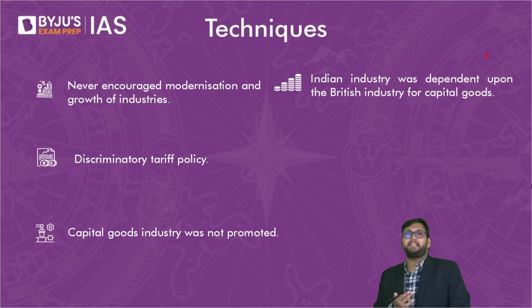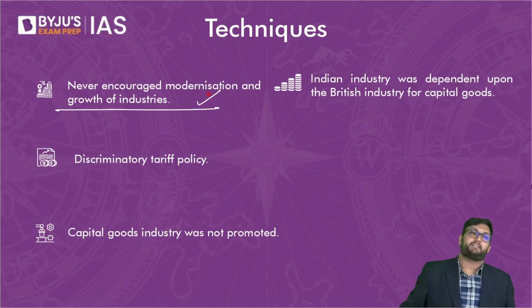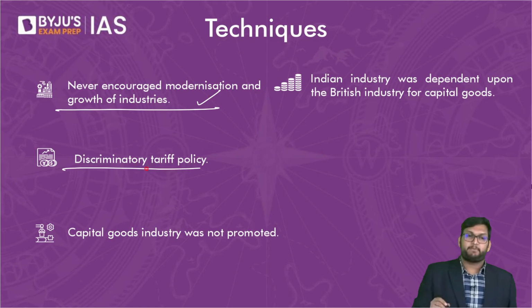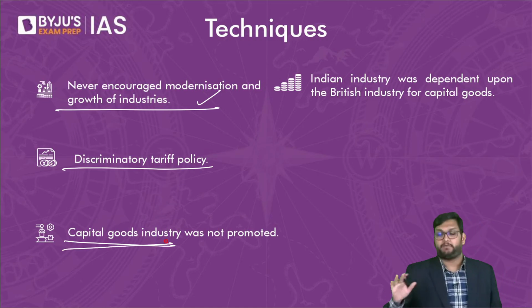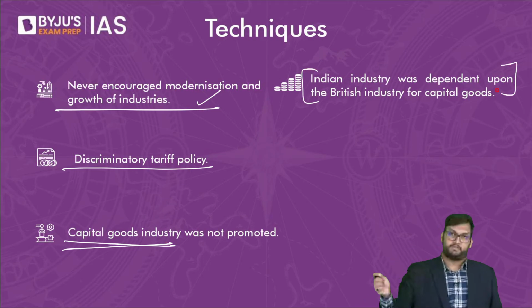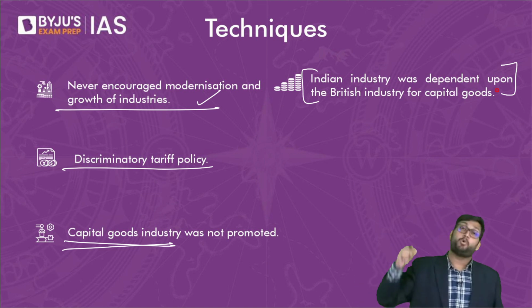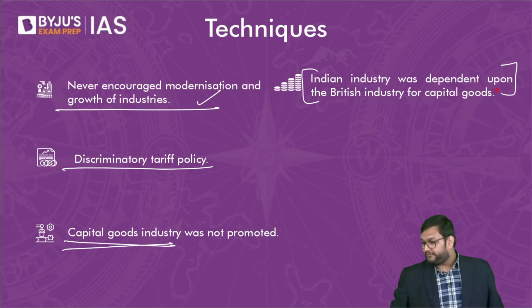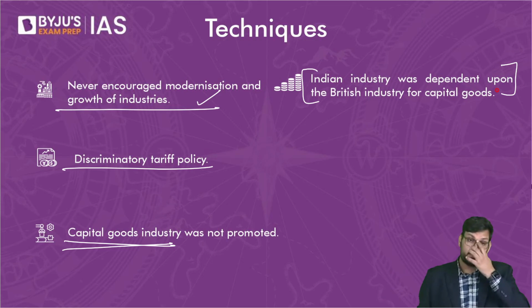So the technique which they used to deindustrialize India is very simple. Never encourage modernization and growth of industries. Had a discriminatory tariff policy. Capital goods industry, which is goods which could be sold in India at a very cheap cost, was never encouraged and promoted. And Indian industries were always dependent on British goods. For everything you needed to produce, the British made sure we only produced raw material. We never technically produced anything which we could use for ourselves.